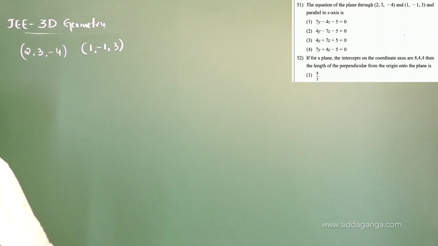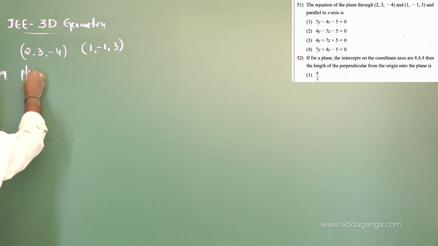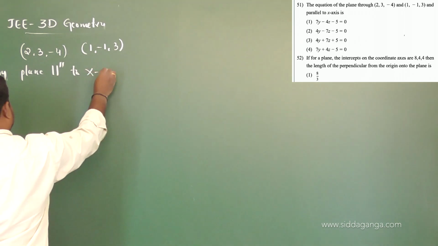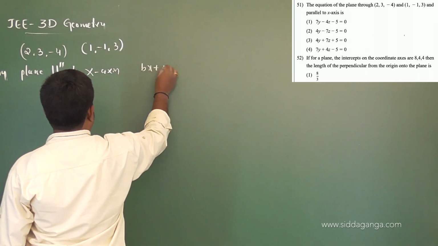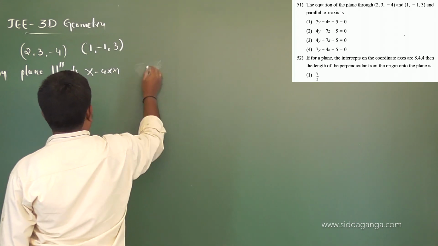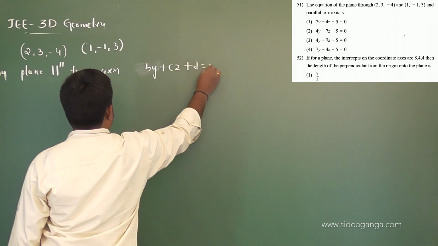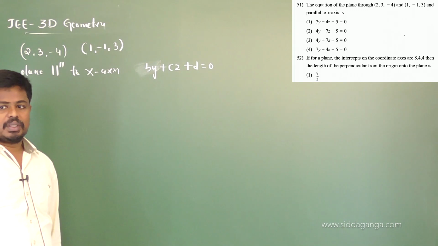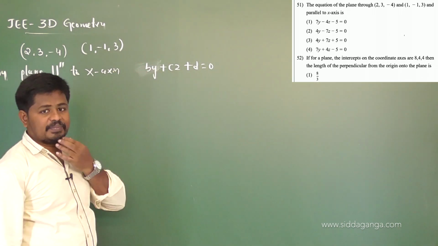So any plane parallel to x axis is of the form by plus cz plus d is equal to 0, or by plus cz equal to d. You mean the x coefficient will be 0. This is what any plane parallel to x axis is.